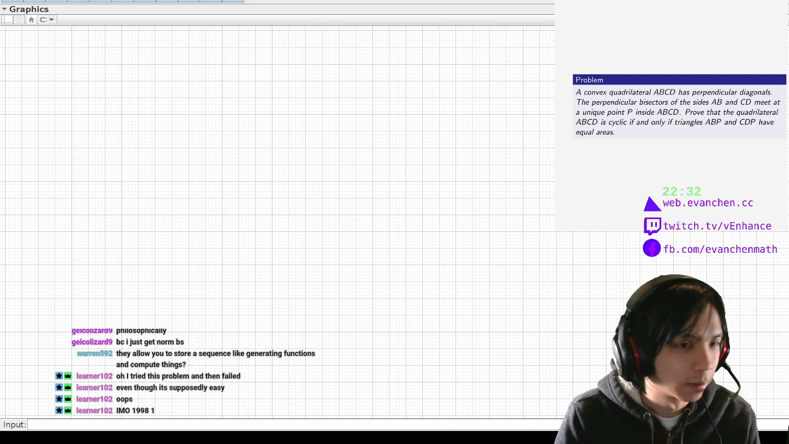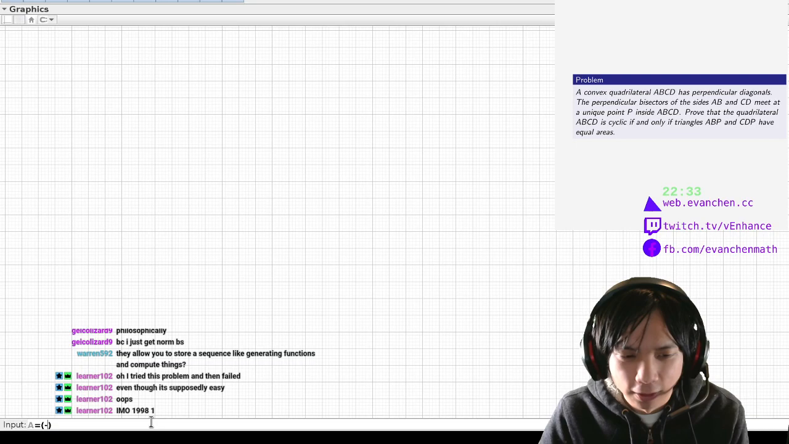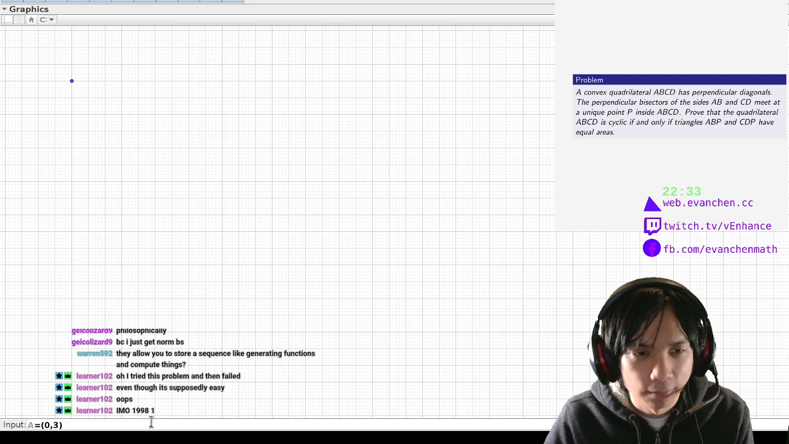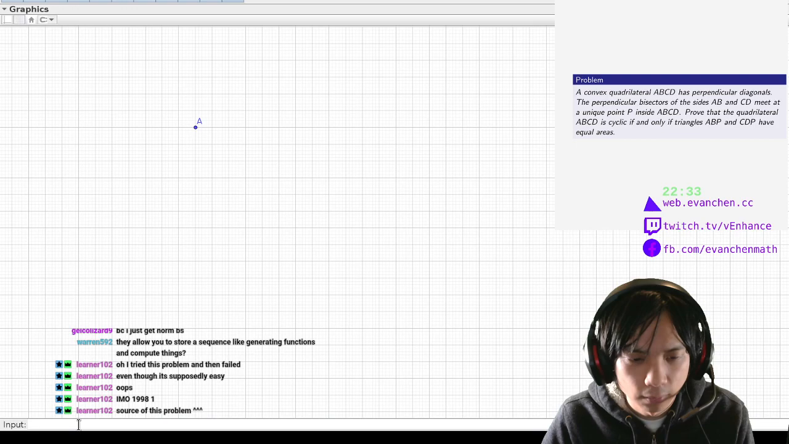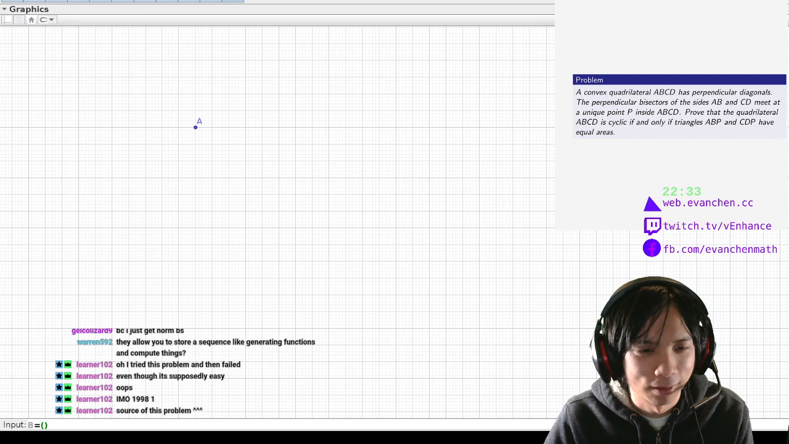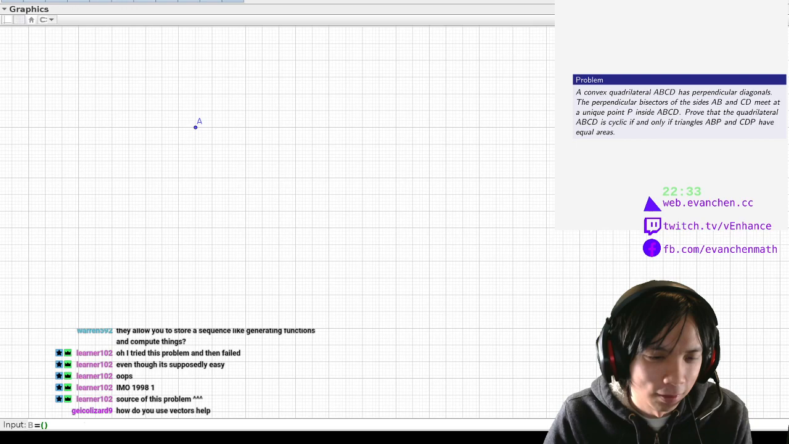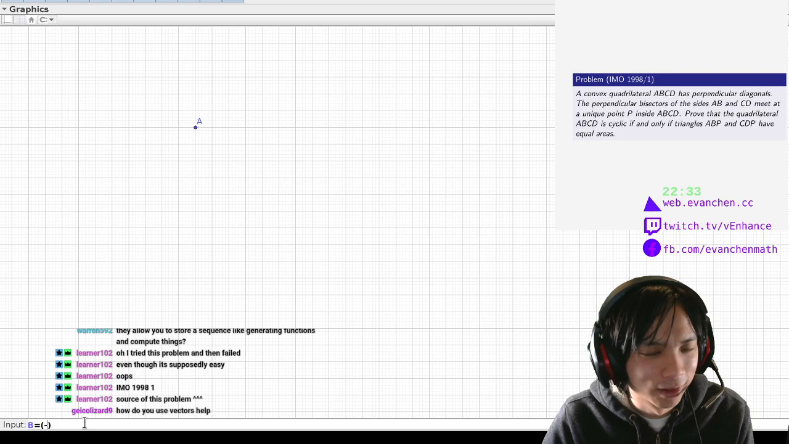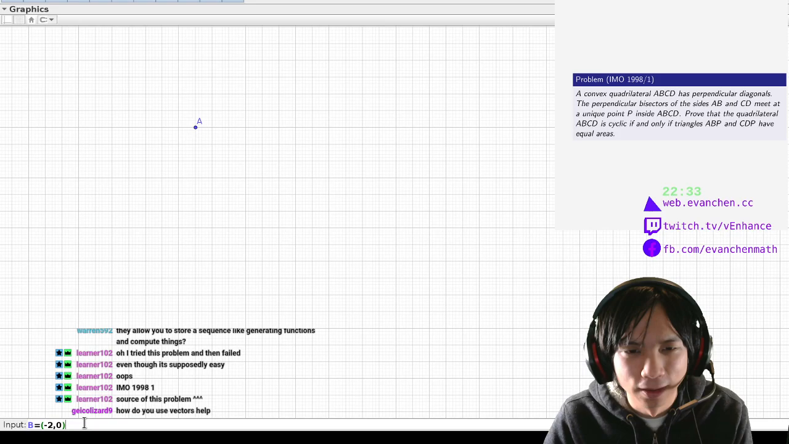So, I have a quadrilateral with perpendicular diagonals, which are definitely not the x and y axis. Oh, this is IMO 1? Okay. Wait. Really? This is supposed to be easy? I feel like when I solve a problem, it didn't look like it should be. I don't know. Maybe I'm just too paranoid.